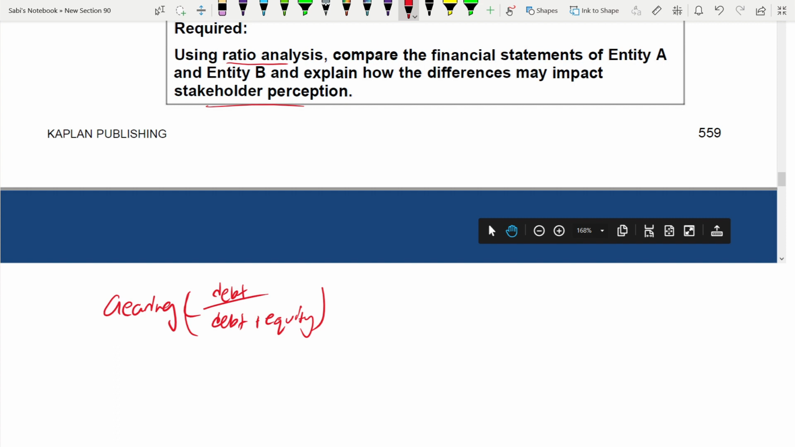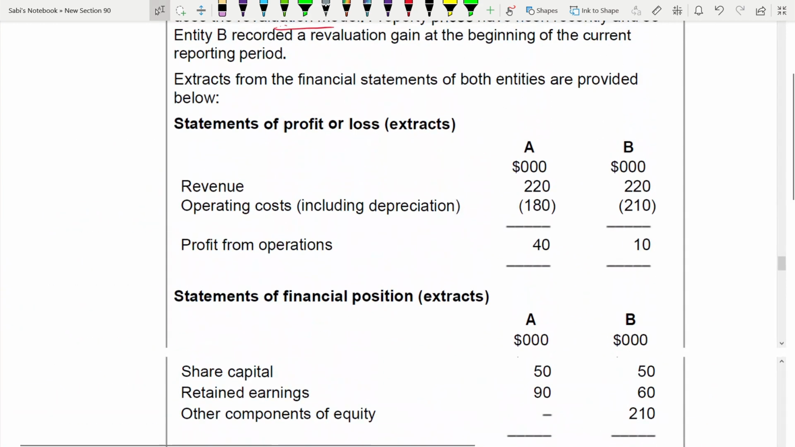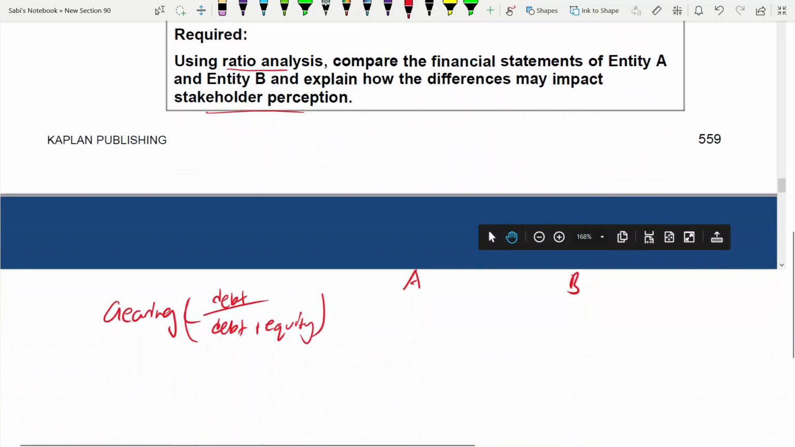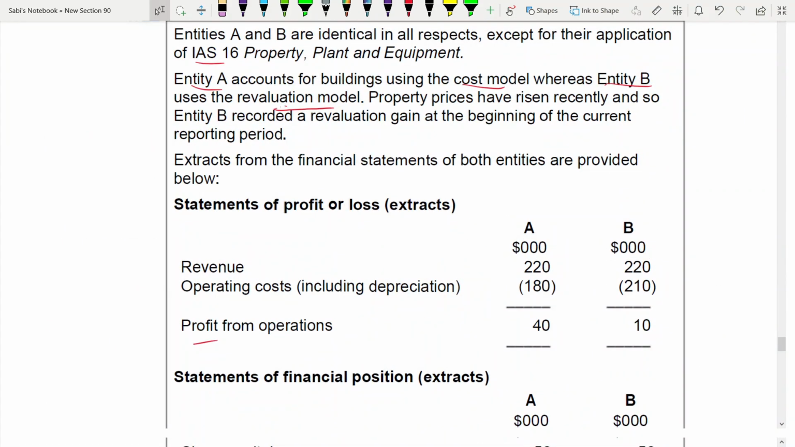So for entity A and entity B. Next ratio. First we'll decide the ratio. One ratio is the gearing ratio. What is the other one? Profit is given. So why not operating profit margin? You have to use both statements, by the way. It should not be that you are only using ratios from the statement of financial position, or only from the statement of profit or loss, or only profitability ratios or only gearing ratios. No. Ratios should be from wide areas, not just one type of ratio.